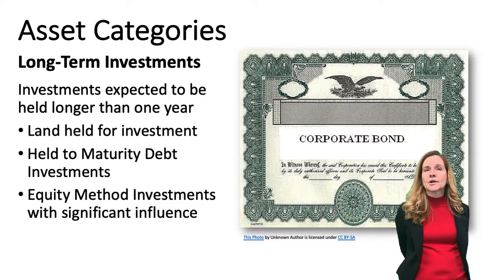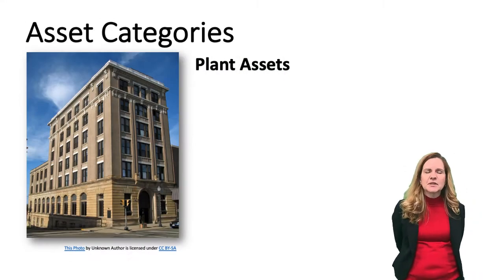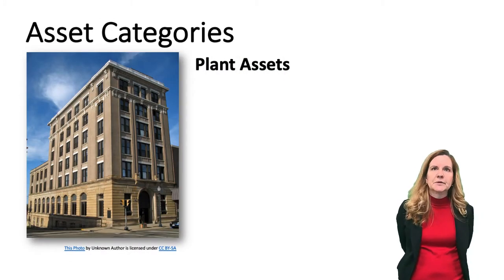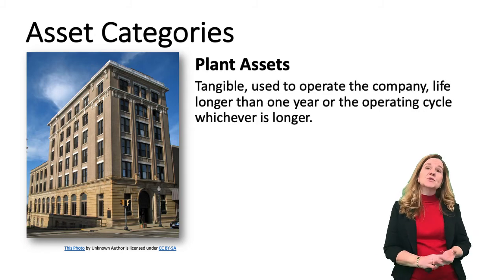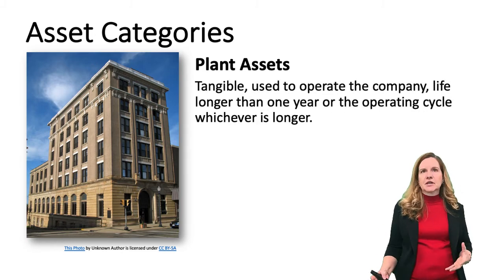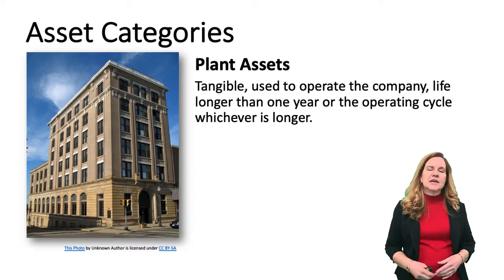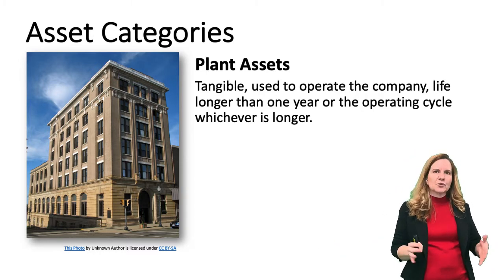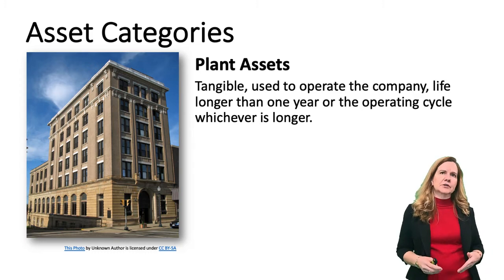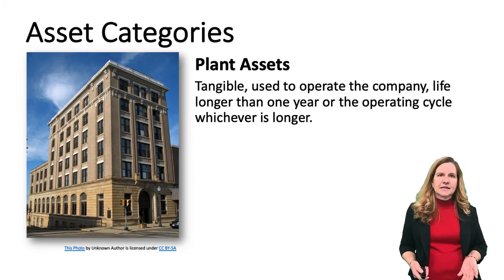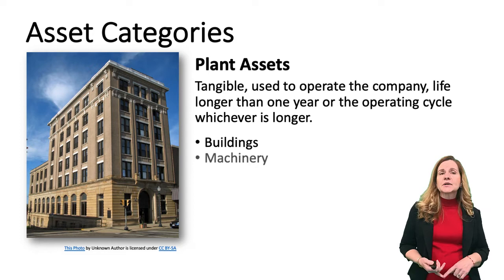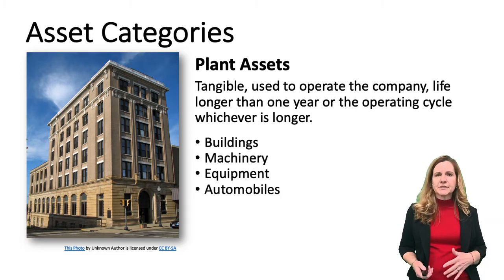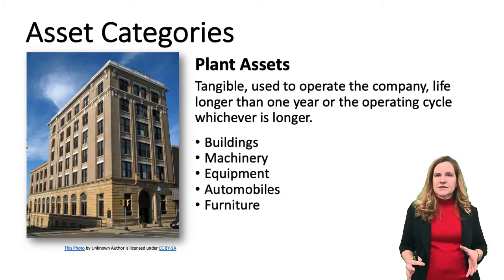The next category is plant assets, commonly referred to as property, plant, and equipment. Plant assets are tangible, so that means you can touch them. They're used to operate the company, so they're used to run the company. They have a life longer than 1 year, or again, the operating cycle. Most of the time we're looking at 1 year, but it's whichever is longer. So examples of plant assets are buildings, machinery, equipment, automobiles, furniture. So if you think about all these, you can touch them.